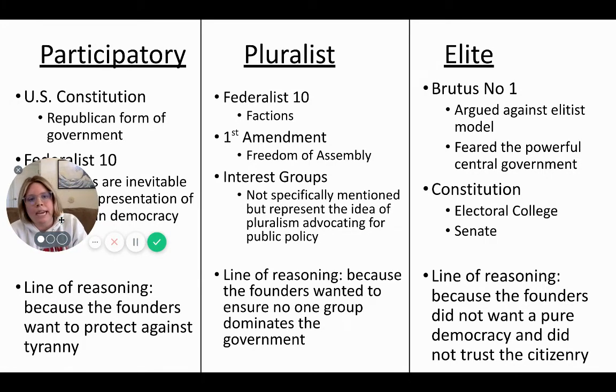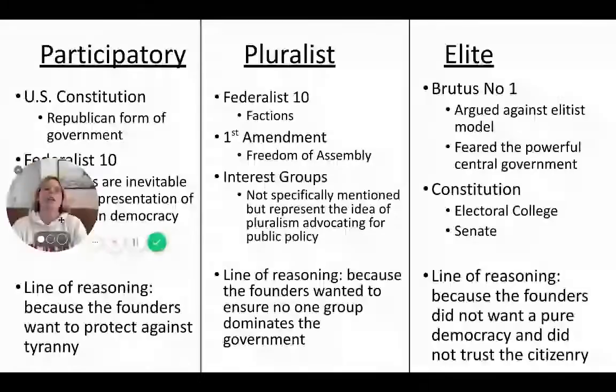Anyway, so the elite, if I was going to use the elite thing, I would use Brutus. But basically, Brutus, remember, is arguing against the Constitution. So I would basically say that Brutus is arguing against the elitist model and against what the founders intended. And the strong, powerful government of the elites, of the federal government, is going to control everything and take away the states and all that kind of stuff. So I would use Brutus, but I'd have to be careful with that because I'd have to make sure that I explain that Brutus is arguing against the elitist model because he believes that's what the founders intended when they created the Constitution.